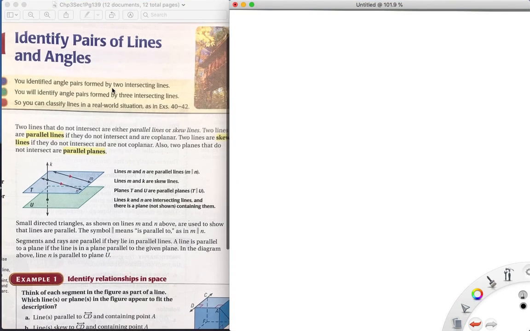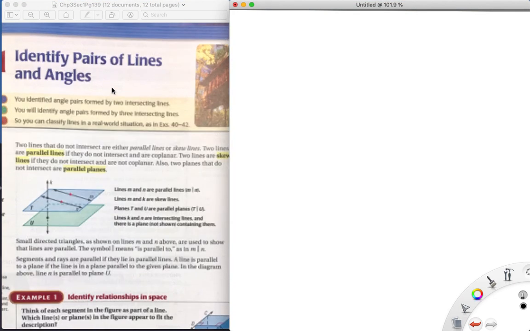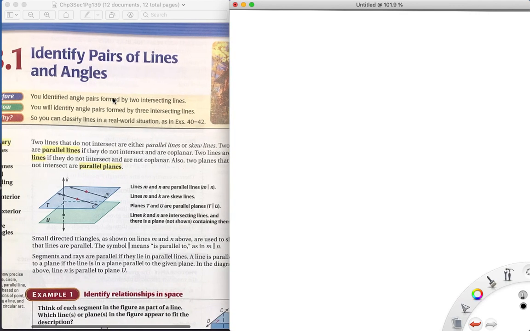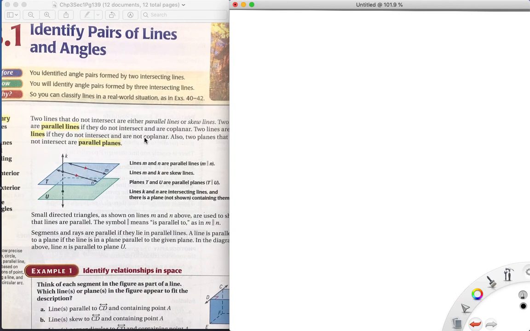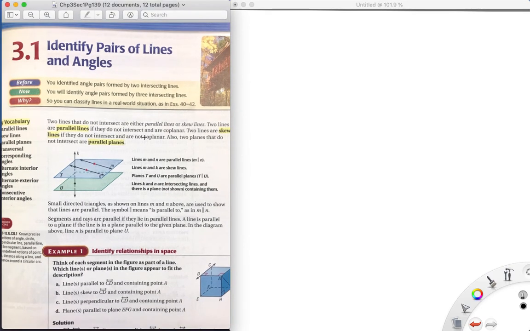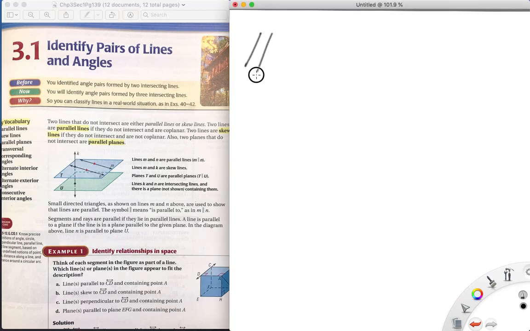Okay, Chapter 3, Section 1, and Chapter 3, Section 2, identifying pairs and lines and angles, and then Chapter 3.2 is postulates and theorems where they're within. Alright, so these are definition heavy sections. The first one they talk about is parallel lines, and the symbol for parallel lines is this, so I'll use that a lot instead of writing parallel.